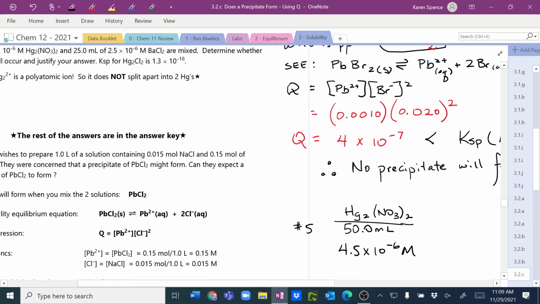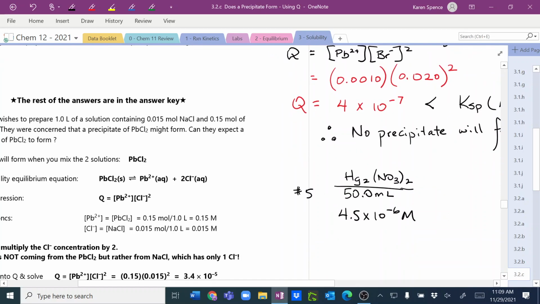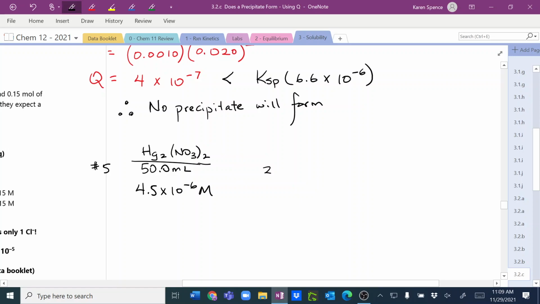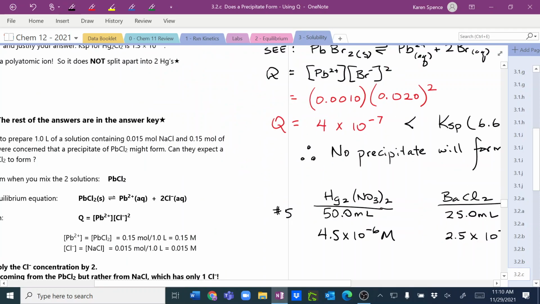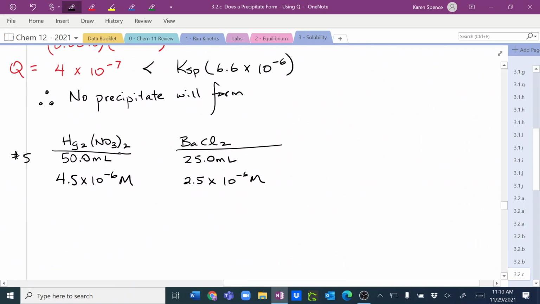Our other substance is 25 mils of 2.5 times 10 to the minus 6 molar, and that was barium chloride. And the Ksp of Hg2Cl2 is 1.3 times 10 to the negative 18.